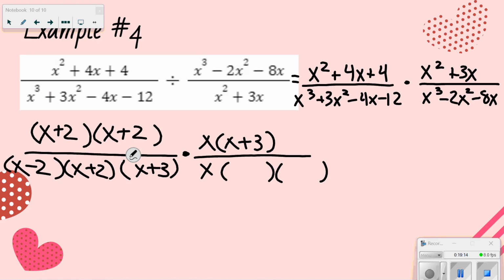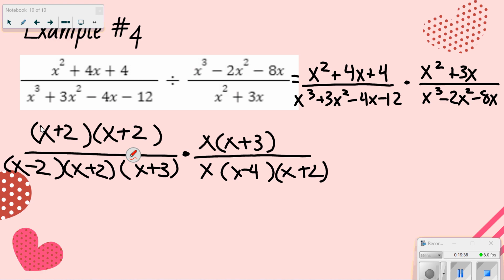What are those other factors? Minus 4, and x plus 2. Okay, so what are we looking for now that we're here? What do we see? What are some things we see?